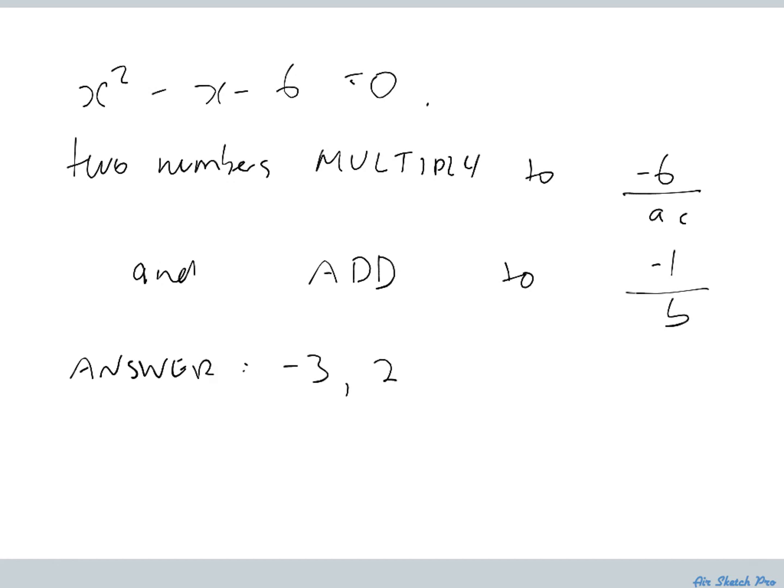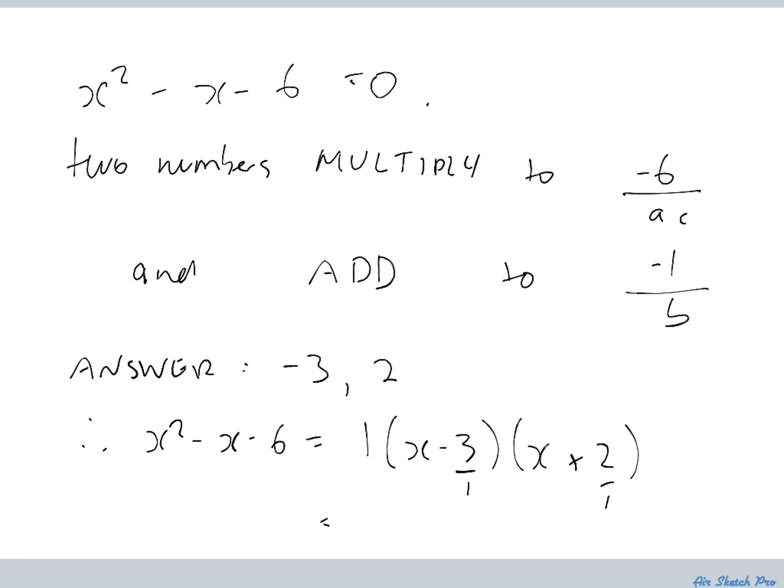-3 and 2 will give you -1. -3 times 2 is -6. -3 plus 2 is -1. So therefore, it factorises to 1 outside of x minus 3 over 1. I wouldn't really do the over 1s and stuff, I'm just putting it there so you can see x plus 2 over 1. And of course, the 1s aren't necessarily there, so it'll just be x minus 3, x plus 2.